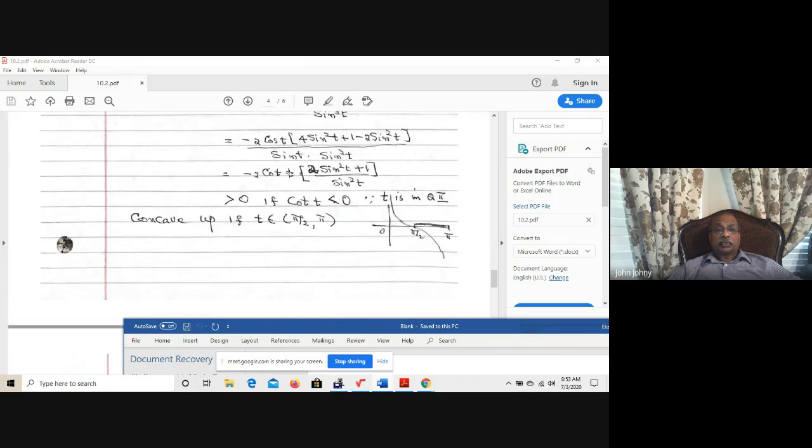So negative 2 times a negative number is positive. So it is concave up when t lies between pi over 2 and pi, because cotangent is negative between pi over 2 and pi.